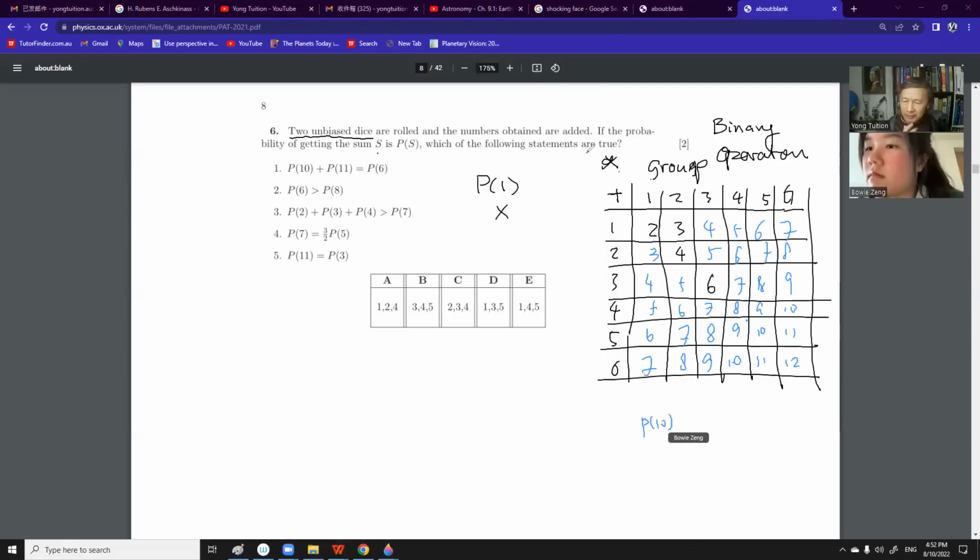Now you can count. Now can you see? Yeah. The probability, the repetition for 12 is just 1. Right? Can you see? Yeah, it's straightforward. It's 1. 1 is true. Yes.